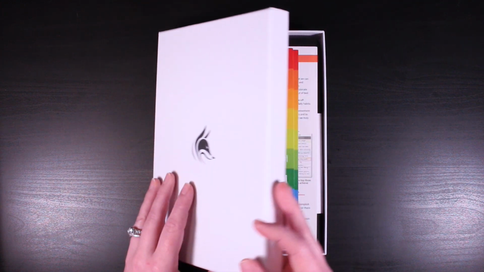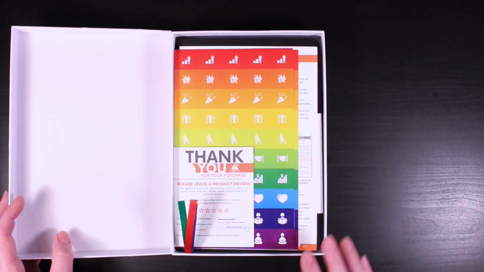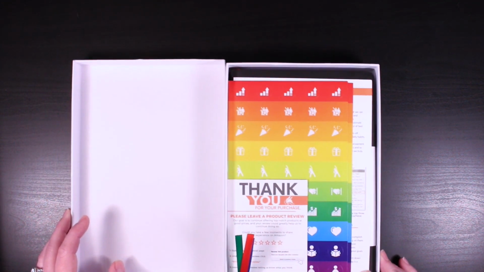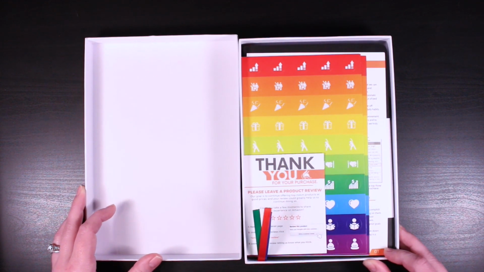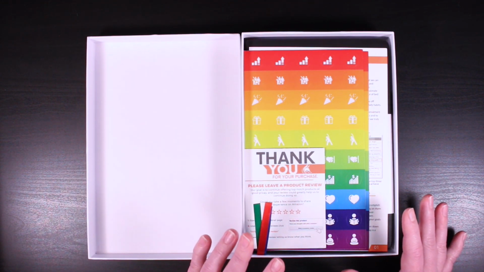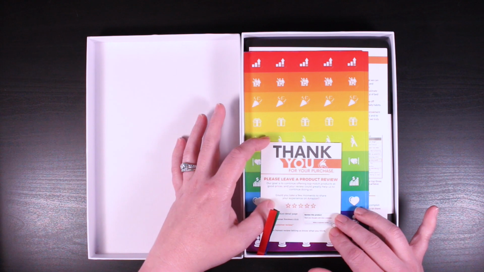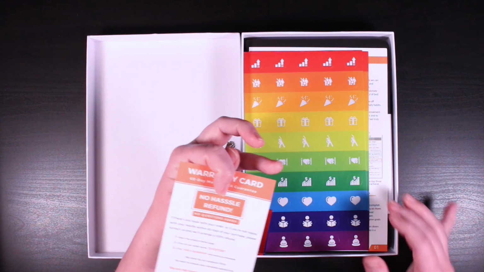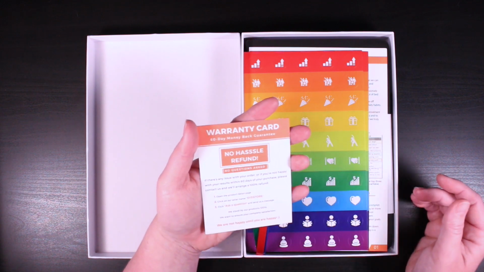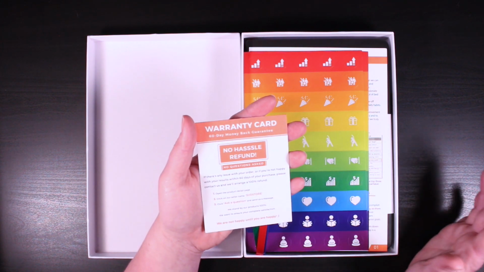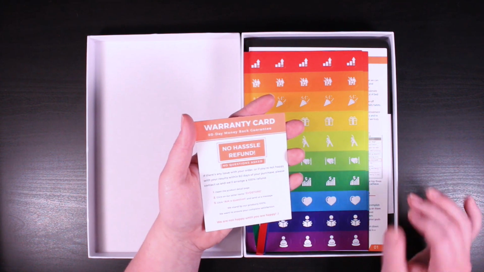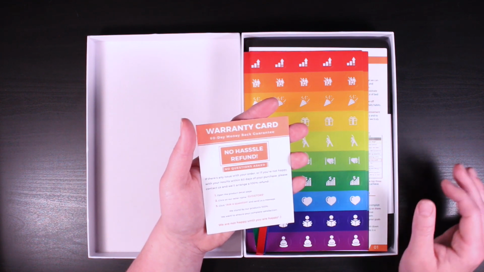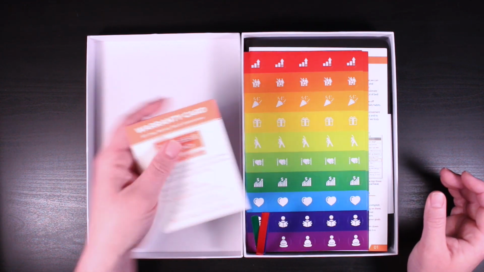I received an A5 size notebook in black. And it's an undated weekly planner. So the planner does come with a few things. There's this card here that basically says, thank you for your purchase, please leave us a review. And then it also comes with a 60-day money-back guarantee. So if you need to return this for any reason, there's a no-hassle refund, and it takes you through the steps of how to return it.